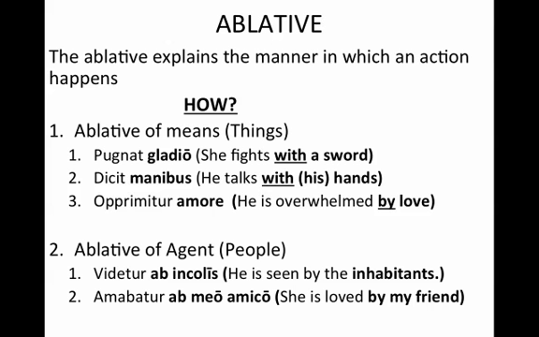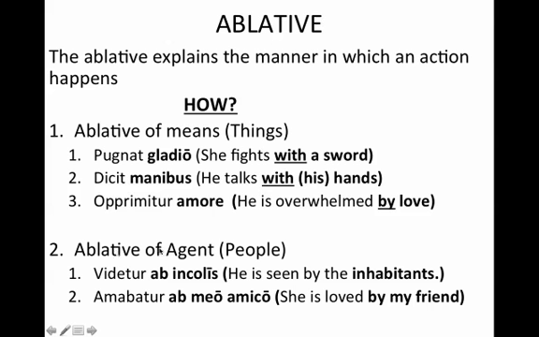The next general idea for the ablative is how an action happens. This is the most used form of the ablative, what's called the ablative of means. And it's always going to refer to things. What you're going to do is put the noun that you use to do an action in the ablative case with no preposition. So here are a couple of examples. She uses the sword to fight. He uses his hands to talk. And the last one, he is overwhelmed by love. Love here is the tool by which he's being crushed. So whereas he's overwhelmed by love, love is a thing that's used to do an action.